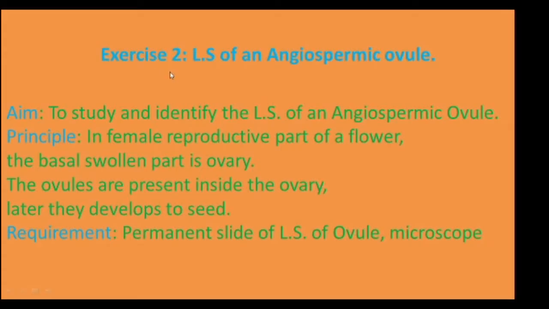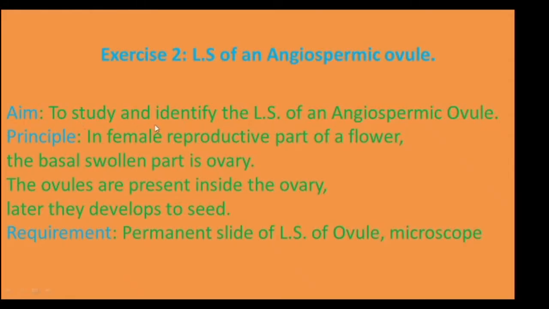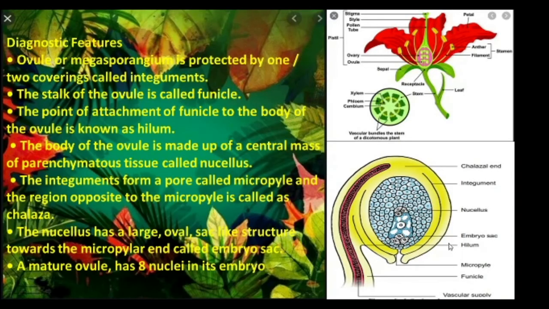In exercise 2, LS of angiospermic ovule, the aim is to study and identify the LS of angiospermic ovule. Principle: in the female reproductive part of a flower, the basal swollen part is the ovary. The ovules are present inside the ovary. Later they develop into seeds. Requirements: permanent slide of LS of ovule and microscope.